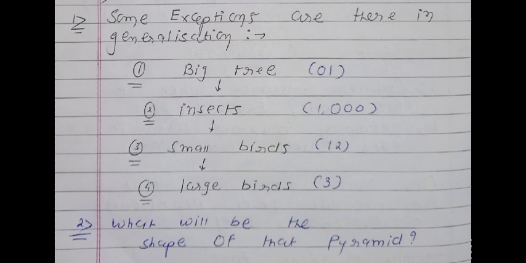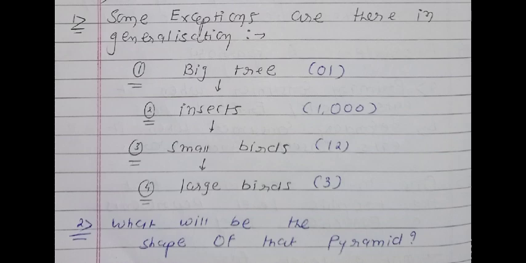Now we have different types of insects dependent upon this tree, and small birds which are dependent upon these insects, and large birds are also there which are dependent upon the small birds. So a total of 4 organisms are there. If we arrange all these organisms into trophic levels, in the first trophic level the big tree will be there, in the second trophic level insects are there, in the third trophic level small birds are there, while in the fourth trophic level large birds are there.